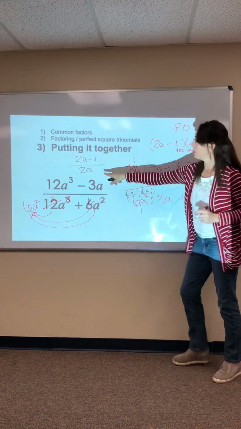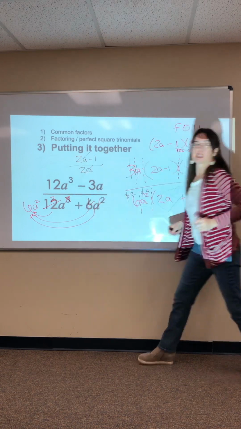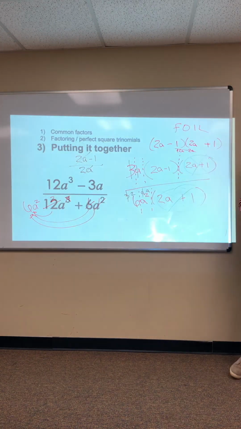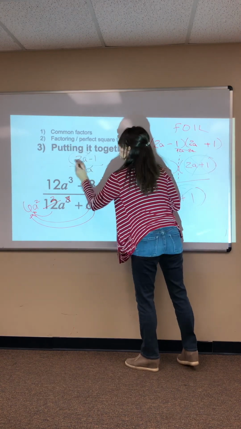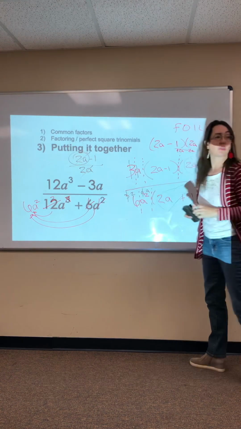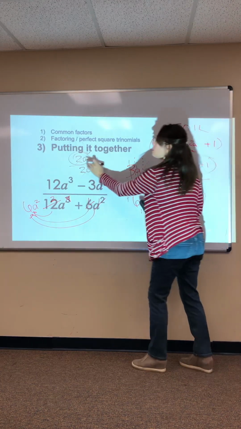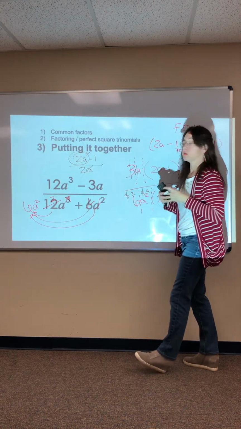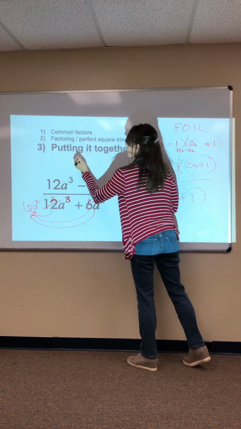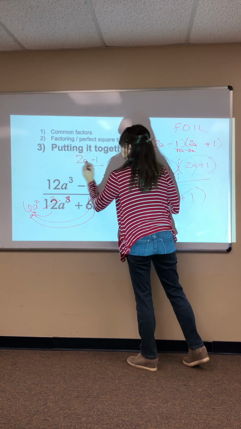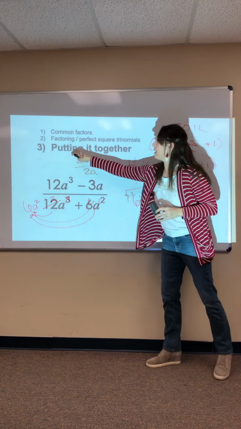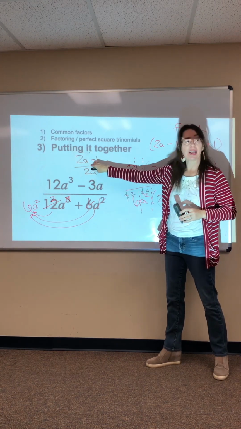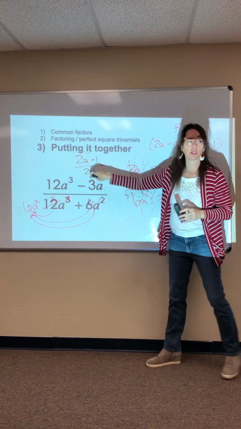Now, can I cancel those guys? No. Why? Because they're not being multiplied. This guy here is attached with a subtraction sign, so he is not free to go. So we would leave our answer as 2A minus 1 over 2A. We can never take something out if it has an addition or subtraction sign attached to it.